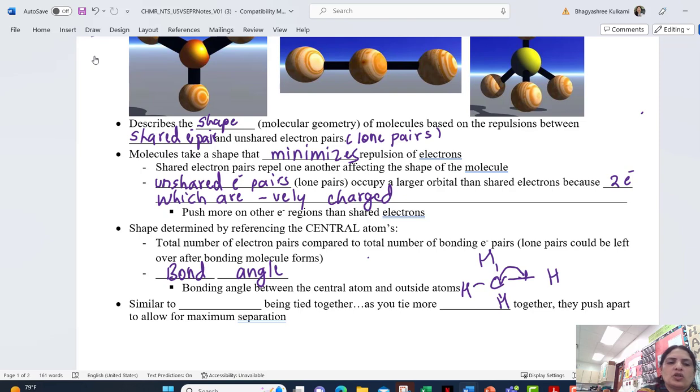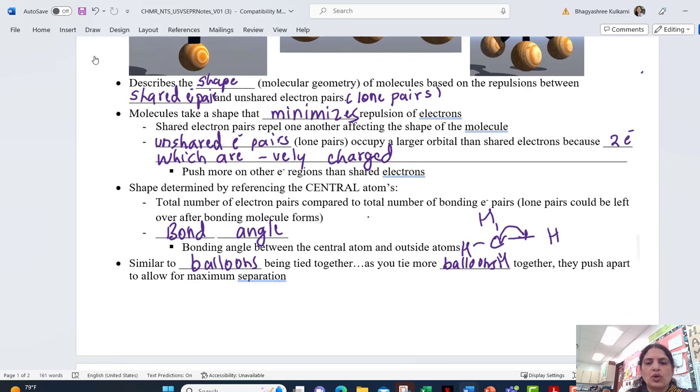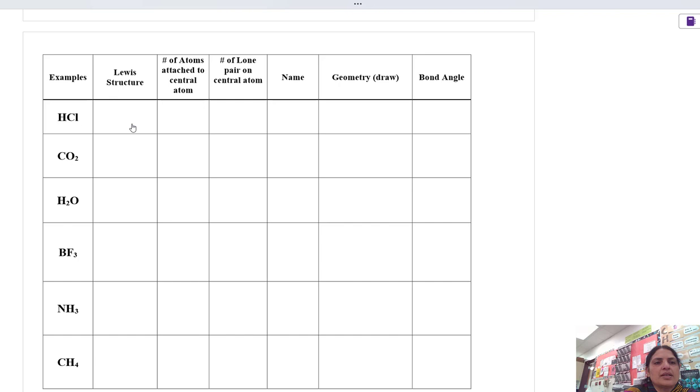If you want to visualize it, it is similar to taking a number of balloons and tying them together. The more balloons you have and you try to tie them together, at the end they will try to push apart to allow maximum separation. That's how molecular geometry works too. Okay, so let's start with examples of the different molecular geometries we have.